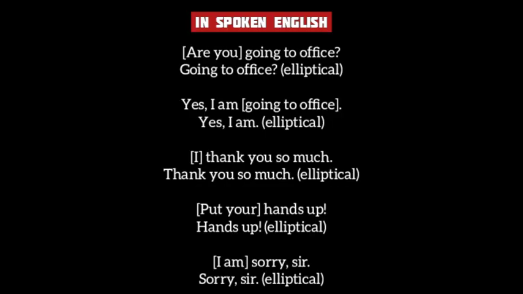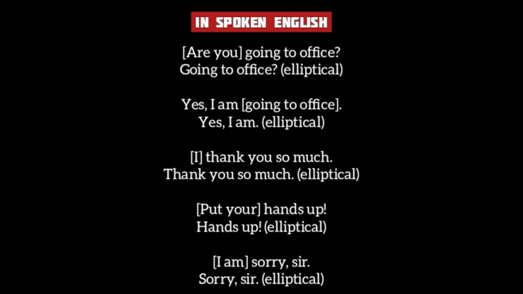Different types of elliptical constructions are quite common in spoken English. For example, the full sentence, "Are you going to office?" may be ellipted as "going to office?" In this elliptical sentence, the auxiliary "are" and the subject pronoun "you" are ellipted, yet the meaning is clear.